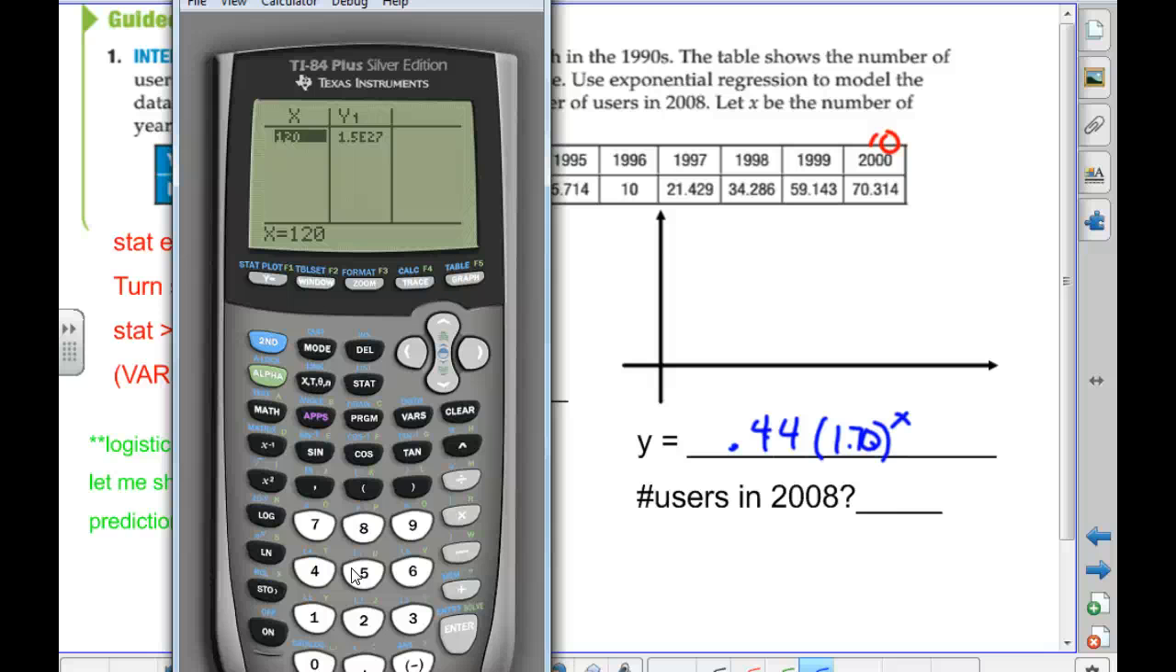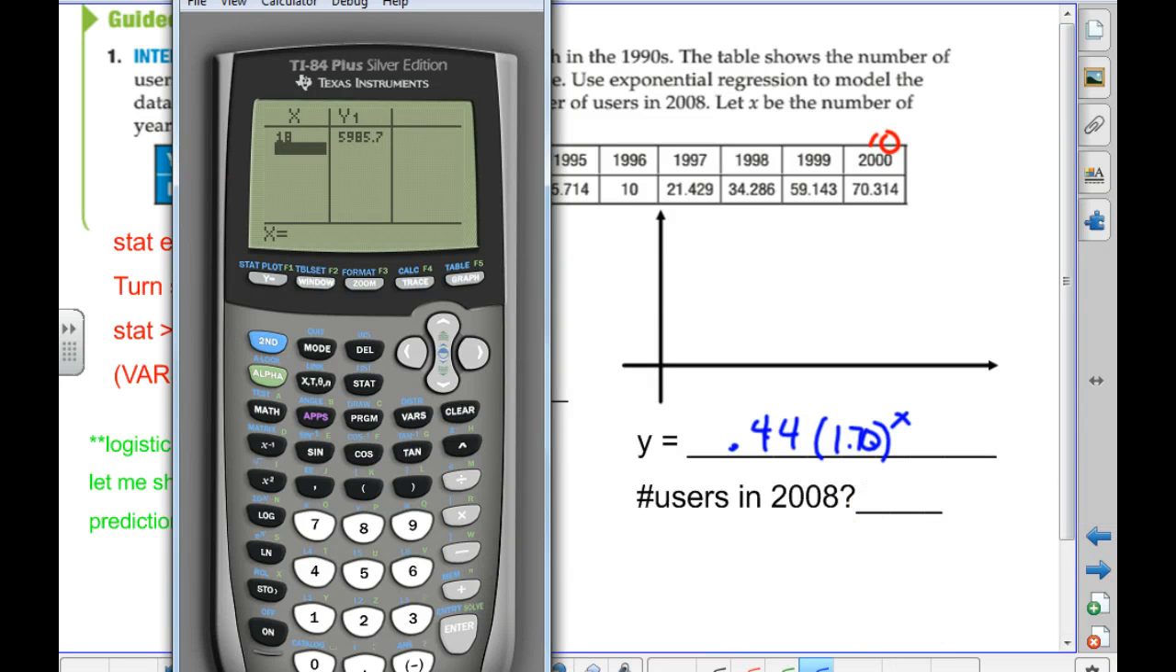18 years later, right? From 1990 to 2008 is 18 years later. Everybody okay? So we're going to just type 18, enter, and it's going to give us that value. Did everybody's give them the value of 5,900-ish? Okay, even if you had a table of stuff?